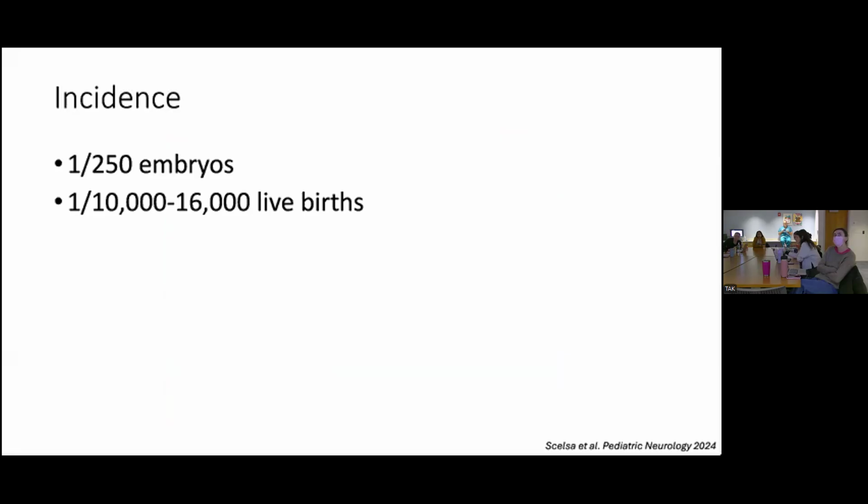So this malformation is thought to occur in 1 out of 250 embryos. However, the majority of these do result in miscarriages. And then the anomaly is thought to occur in 1 in 10,000 to 16,000 live births. This is the most common forebrain malformation.